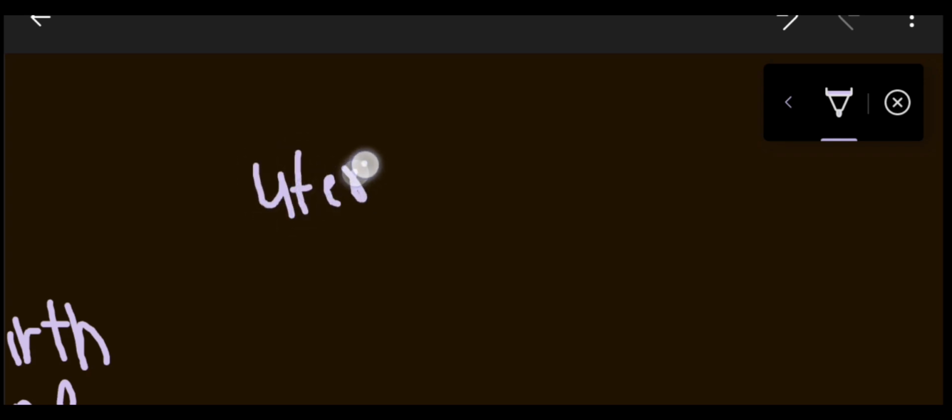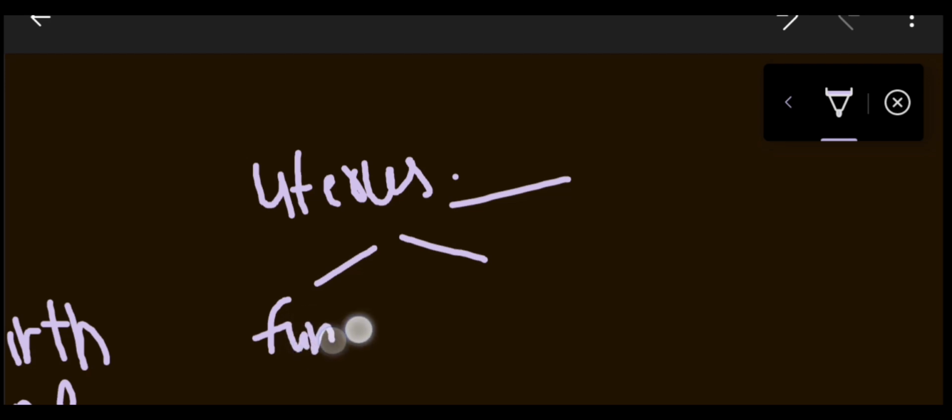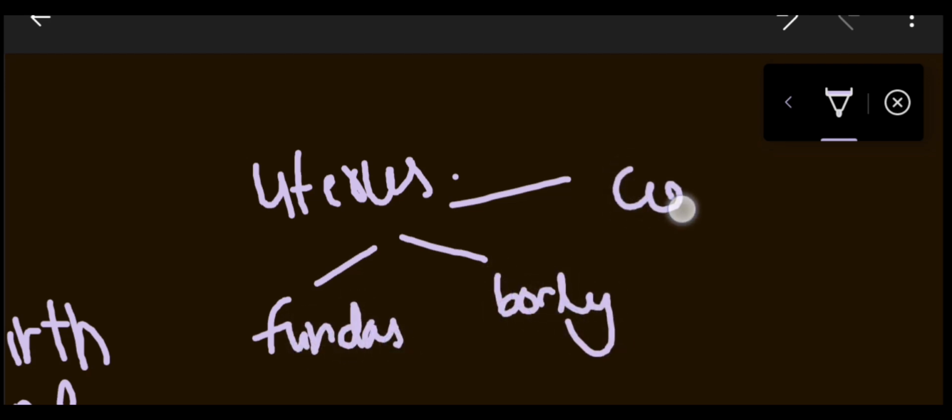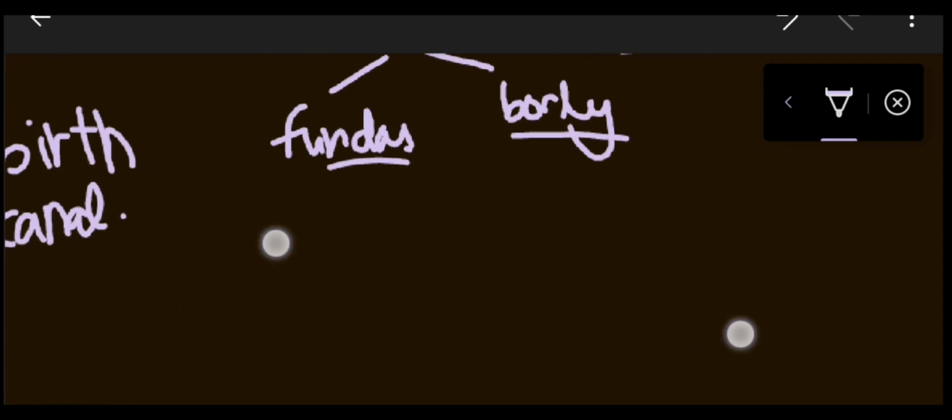Uterus has major 3 regions. यूट्रस के पास भी हमारे पास मेजर लाइनिंग हमने पढ़ी थी. अब 3 regions are there. First region is known as fundus, second is body, and third is cervix. These 3 are basically the major regions present in the uterus. After this, we do have fallopian tube. Basically, it is the location of fertilization.